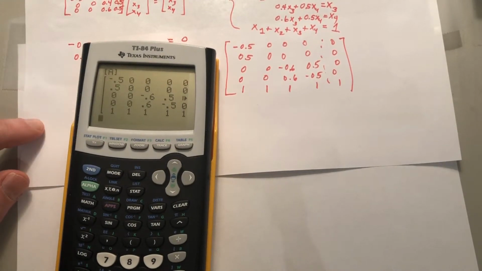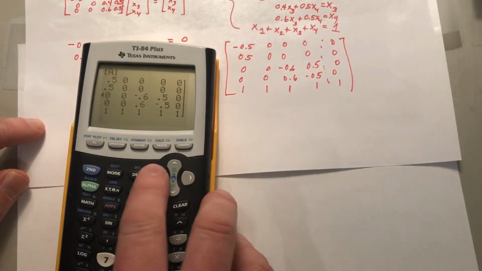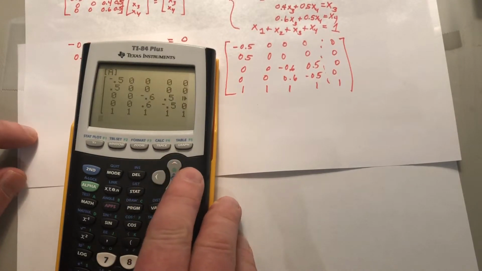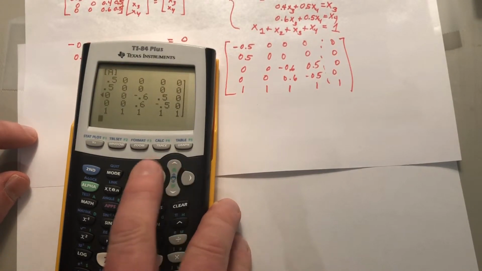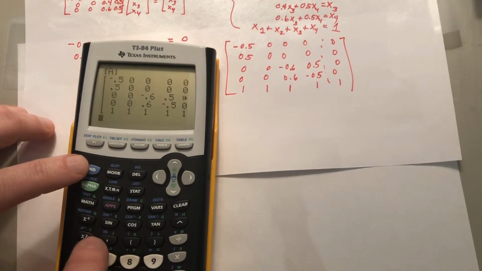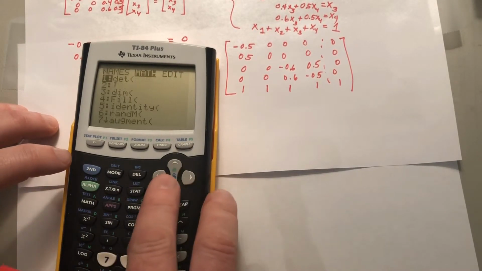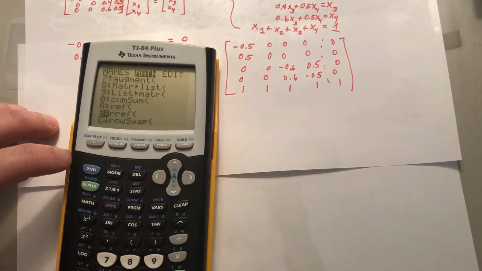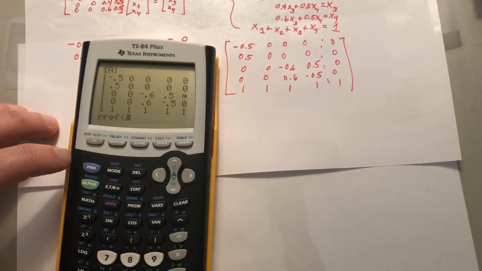So I'm going to check, yes, sure enough, the first one is fine. First row, second row, fine. Third row, just right. Fourth row, perfect. Fifth row, outstanding. Now what I do to row reduce this is I go into matrix, and under math, I go down to row reduced echelon form. That's the command I want.